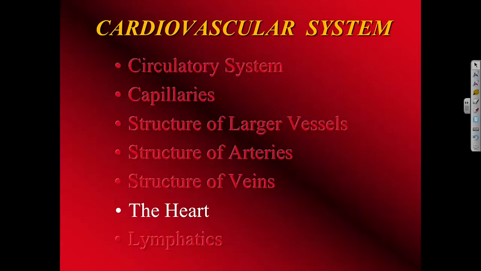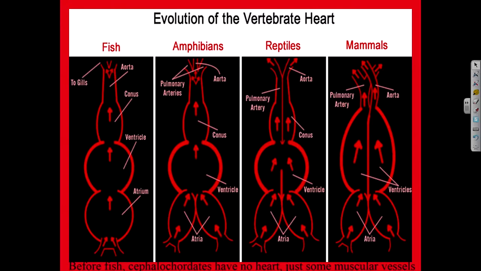Okay, then the heart. Let's look at the structure of the heart. Actually, the evolution of the heart is a very nice, neat story. I think you're going to get more of this when you do physiology. In mammals, we have a four-chambered heart, and actually a couple of reptiles like crocodilians, but most reptiles don't have four chambers.